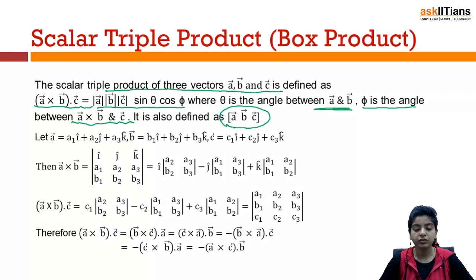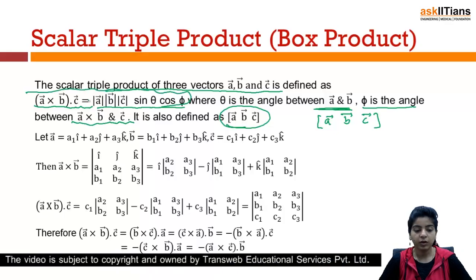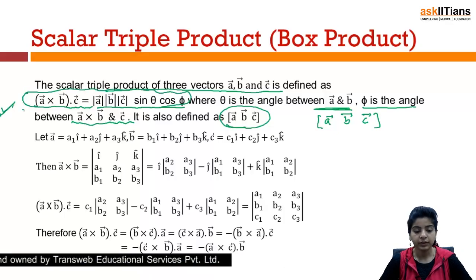Can you see this notation? A vector, B vector, C vector. So it is kind of enclosed within a box, therefore it is termed the box product. So it's defined as A cross B dot C equal to this value, sin theta cos phi. This is the formula for scalar triple product.